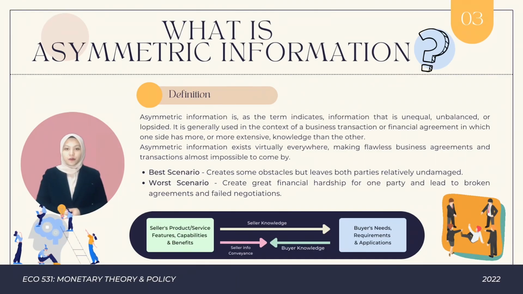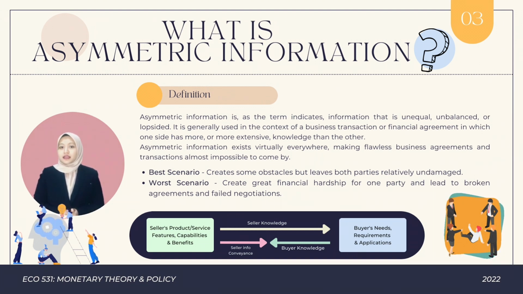So, what is asymmetric information? The definition of asymmetric information is that the term indicates information that is unequal, unbalanced, or lopsided. It is generally used in the context of business transactions or financial agreements, in which one side has more or more intensive knowledge than the other.